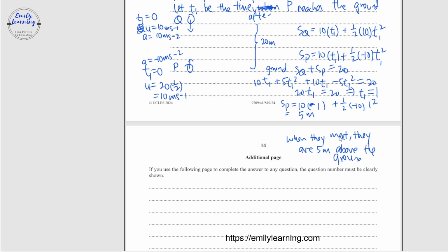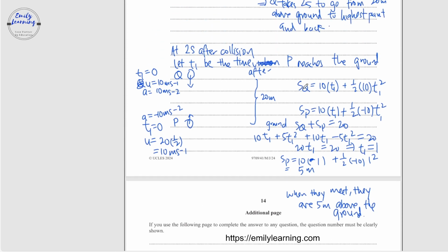Why I use SP instead of SQ is because Q starts counting the distance from this top here. So if I take SQ, I substitute in T1, then I need to take 20 minus SQ to find the distance above the ground. That is why I use SP.